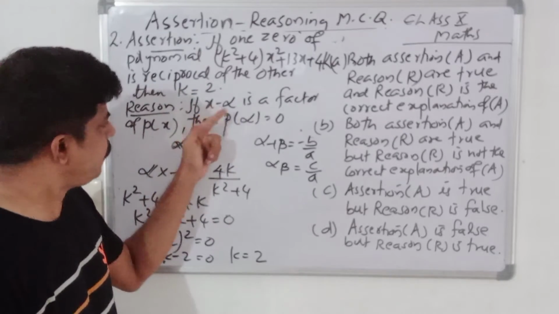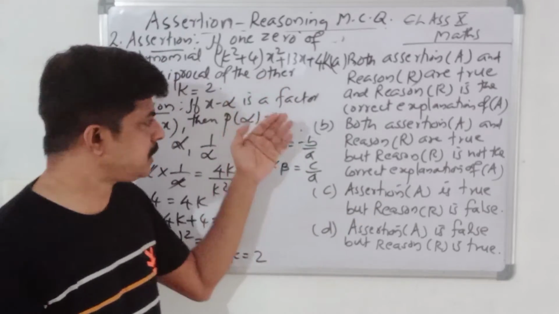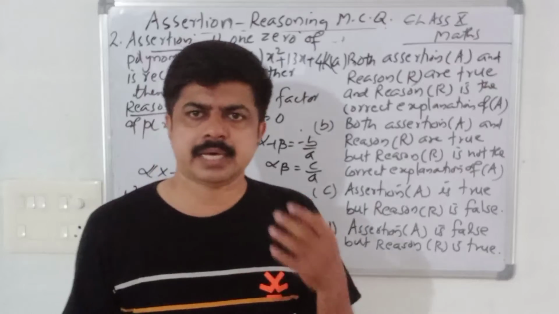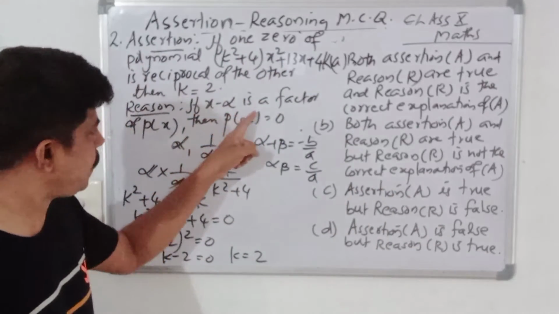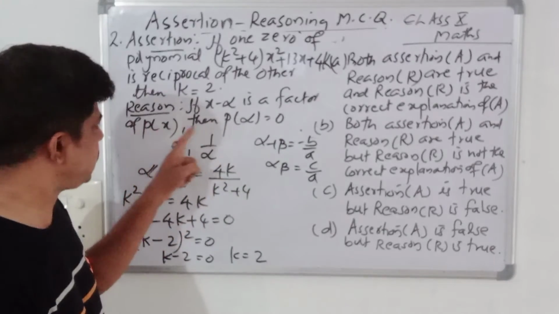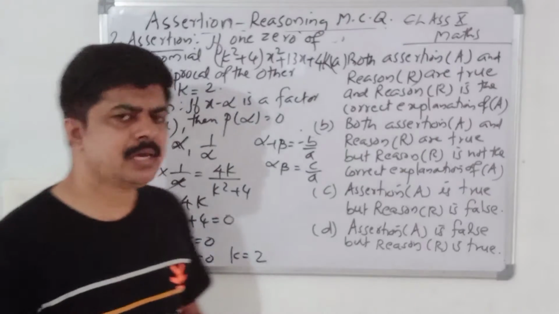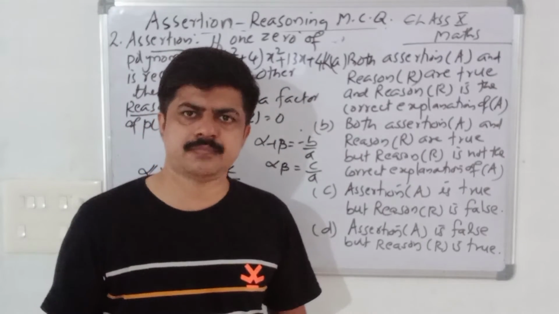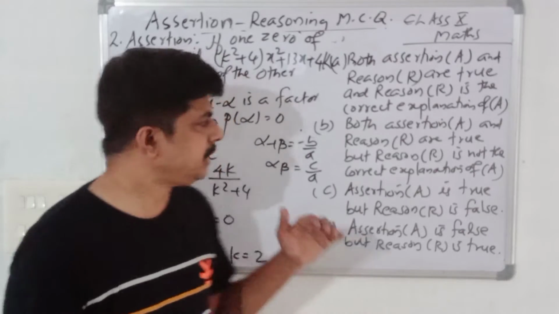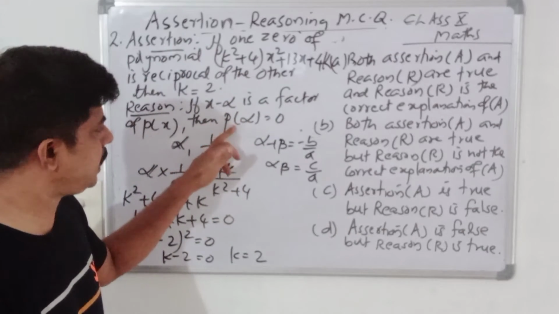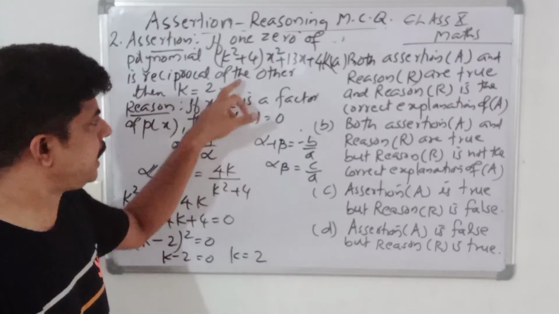The second statement is actually the reason behind the statement. We have to check whether the second statement is a correct explanation of the first statement. If x minus alpha is a factor of p of x, then p of alpha is equal to 0. X minus alpha is a factor means we know that alpha is the zero of the polynomial. I think this reason is not the correct explanation for the first statement. This is not the correct explanation.